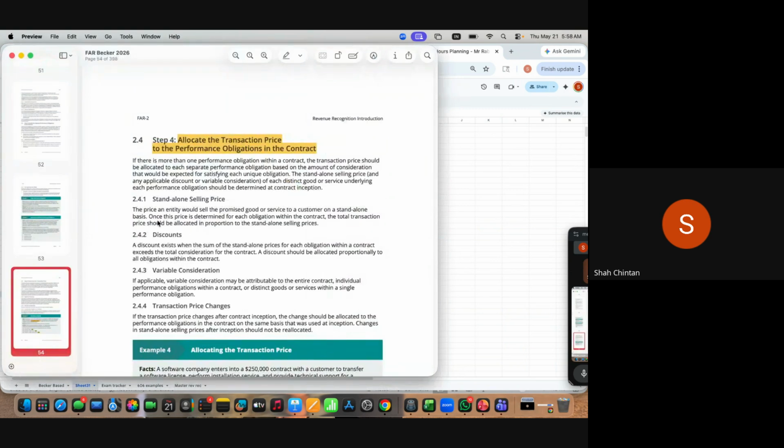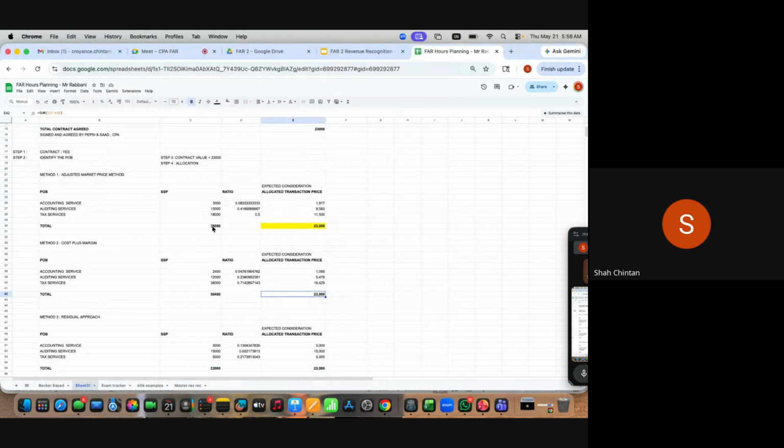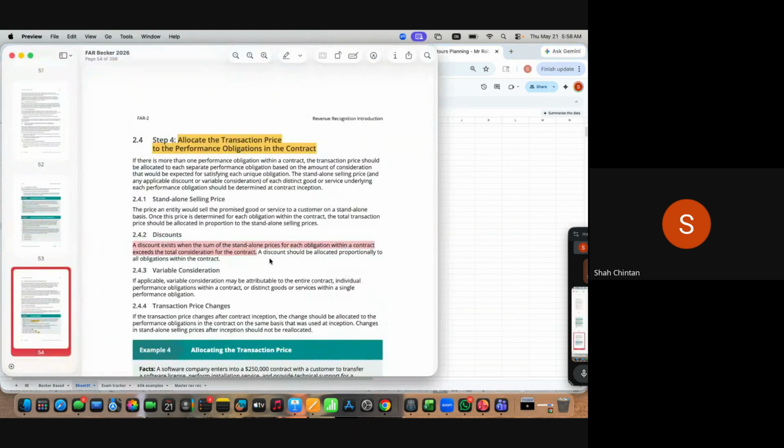So what language is saying that a discount exists when the sum of SSP for each obligation within the contract exceeds the total consideration under the contract. So sum of SSP is 36,000 or 50,000. Total consideration under a contract is 23,000. So difference between 36,000 and 23,000 is nothing but a discount. Okay? And the discount will be applied proportionately to all the performance obligations.